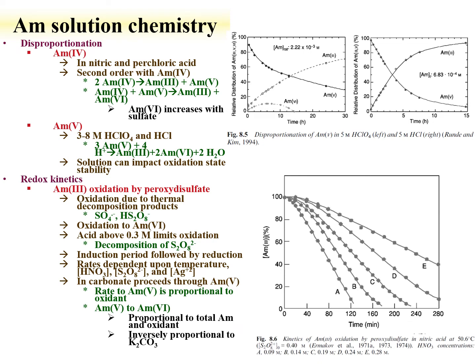The rate for the formation of americium 5 is found to be proportional to the oxidant. The kinetics of americium 3 oxidation has been examined. Some data shown here for the kinetics of americium 3 oxidation by peroxydisulfate as a function of different nitric acid concentrations. And as we see, as we increase the nitric acid concentration, the rate decreases. A, which has the lowest nitric acid concentration examined in this work, has the fastest reduction.